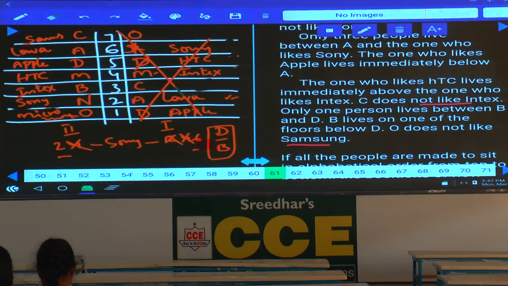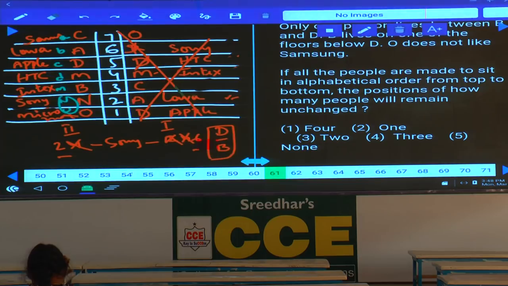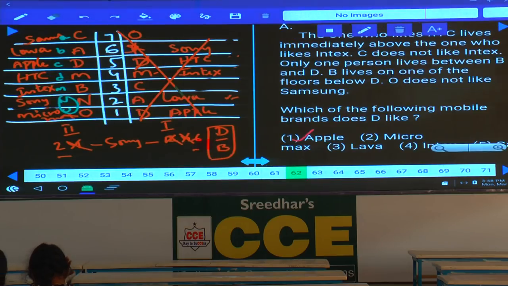If all the people are made to sit in alphabetical order from top to bottom, then how many people remain unchanged? Top to bottom means, now tell me what is the order here. Now this must be A, B, C, D, M, N, O. Then tell me how many persons remain at the same place. Only 2 people, N and O, remain at the same place. Done with this? Only 2 people, that is choice 3, 61.